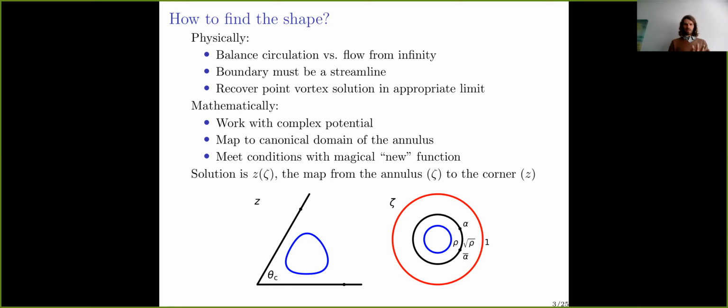And you can see that these are the two domains here, where we have the corner domain on the left and then the annulus on the right, with the blue corresponding to the hollow vortex, the black corresponding to the corner itself, and then the red we'll see is going to be an image hollow vortex.